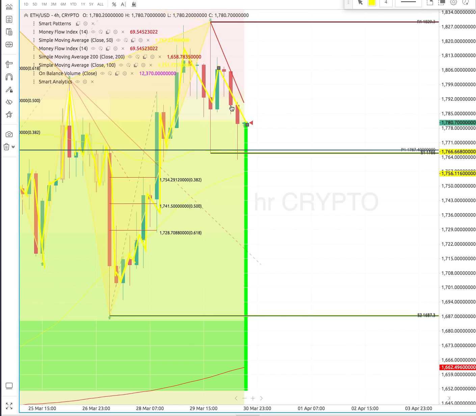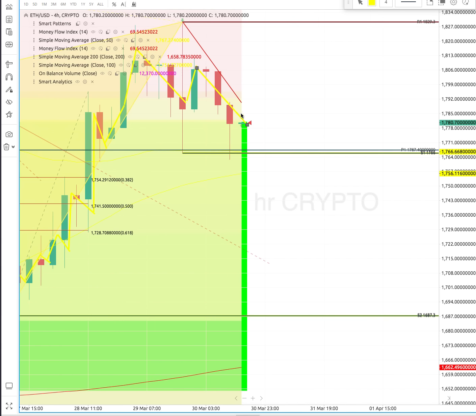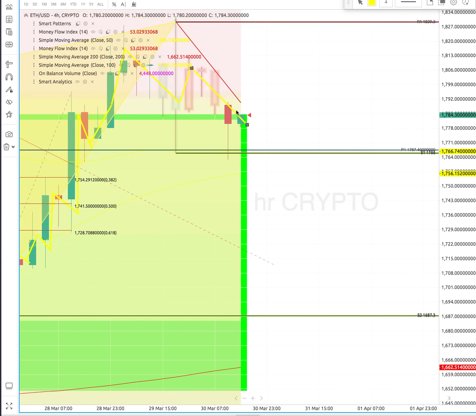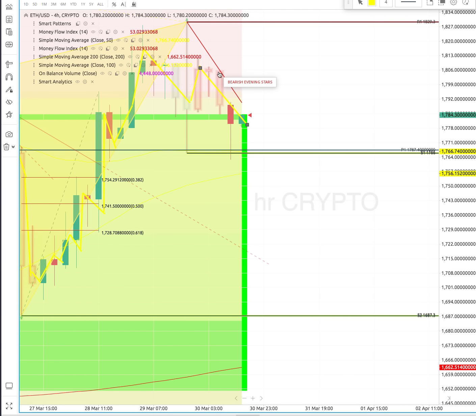So right here, there are 2 things that I'm looking at right now. We can see in these areas that the market was oversold in this area, which was on the 29th. We can see on the 30th, which is today, that the market was oversold right here too. And then this candle right here was kind of small, but now it's actually pushing back up. This is a bearish evening star right here.